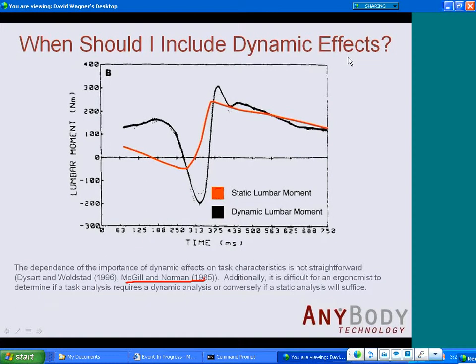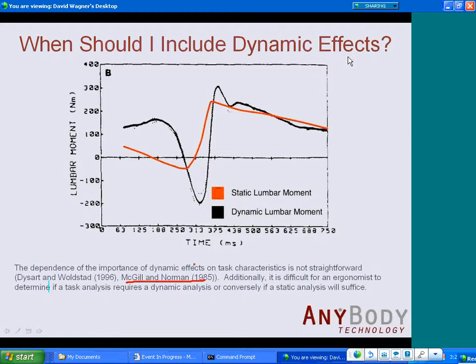And the underlying assumption that comes from these papers is that the dynamic lumbar moment, or rather the dynamic analysis, is more representative of what the body feels and what's going on internally than the static analysis alone. However, they do state that it is difficult for an ergonomist to determine, even with these plots, whether dynamic analysis needs to be performed, or if I can simply rely on the tools available to me and static analysis will suffice.